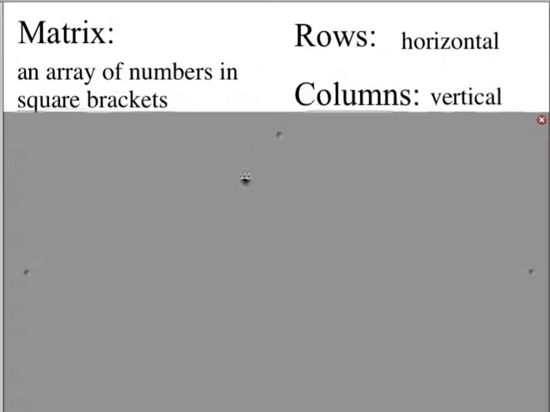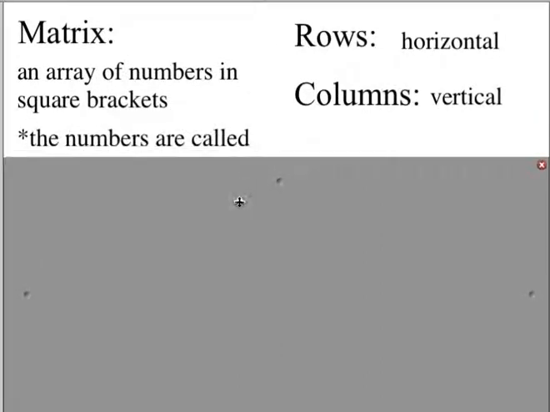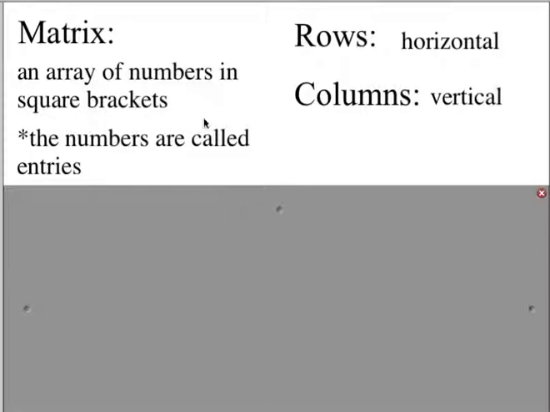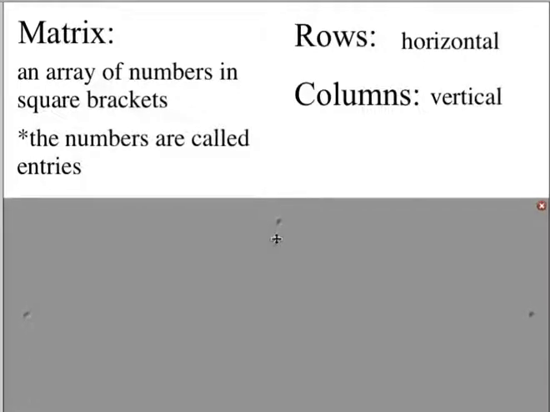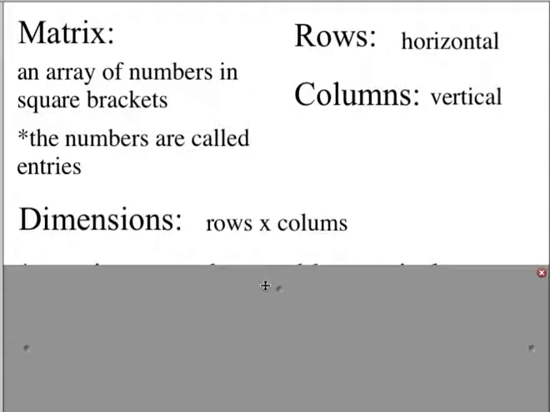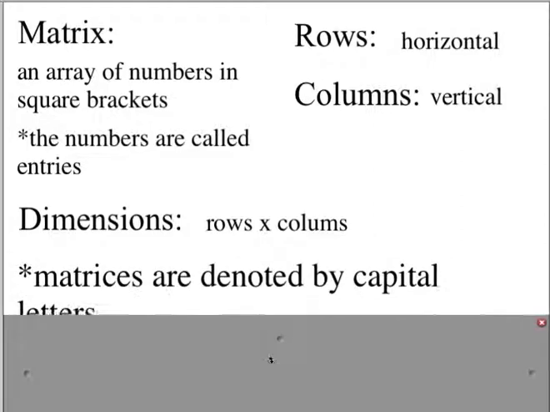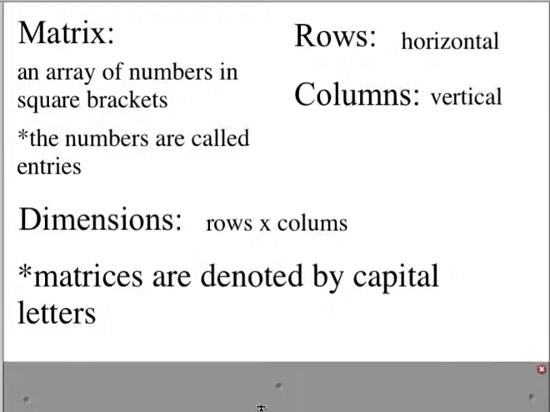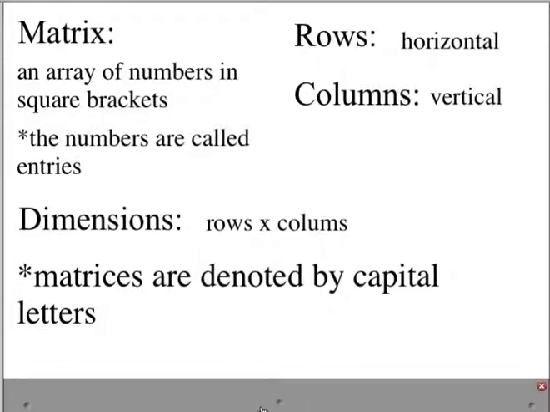A matrix is an array of numbers in square brackets, and those numbers are called entries. In a matrix you have rows and you have columns. Rows are the numbers going horizontally, columns are the numbers going vertically. Matrices are always described by their dimensions, and their dimensions are always rows by columns. So it would be like a 2 by 3 or a 4 by 1, a 2 by 6. And matrices are always denoted by a capital letter. So it'll say like capital A equals, and then it'll give you a matrix.